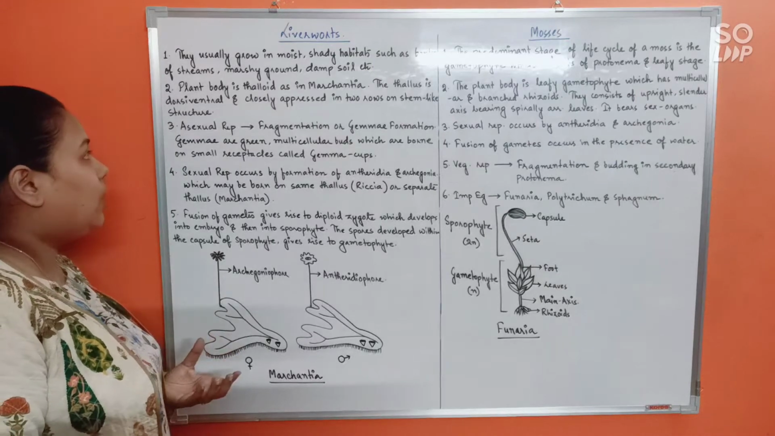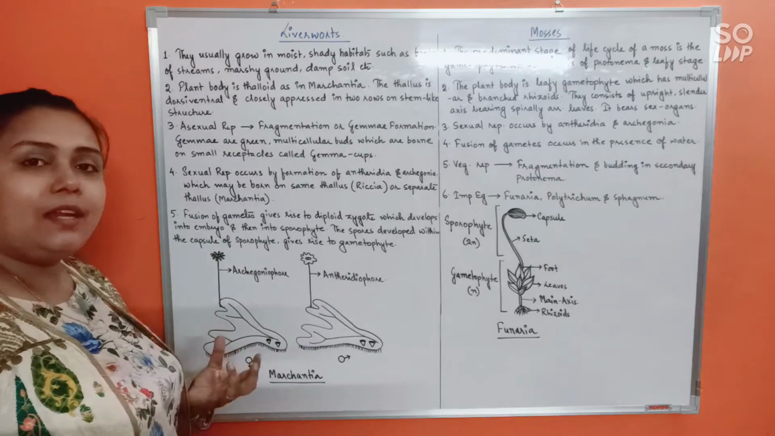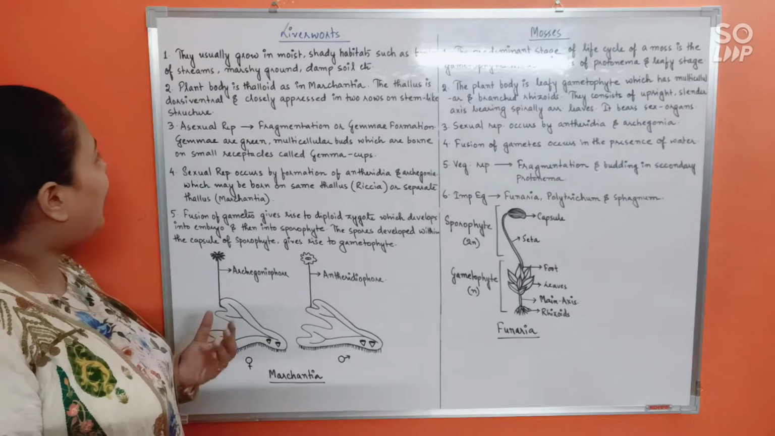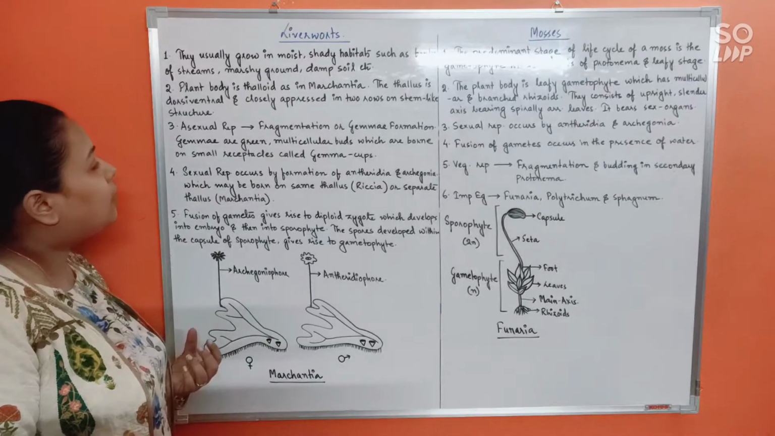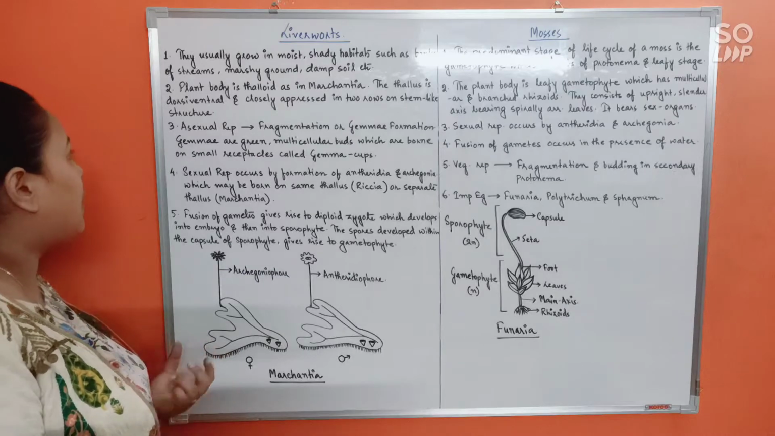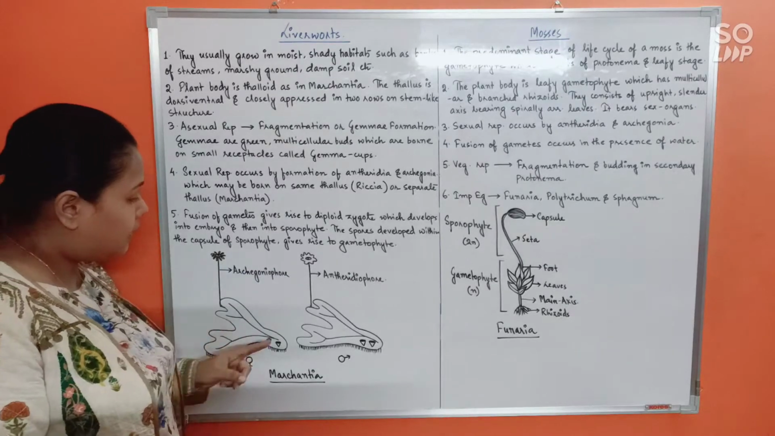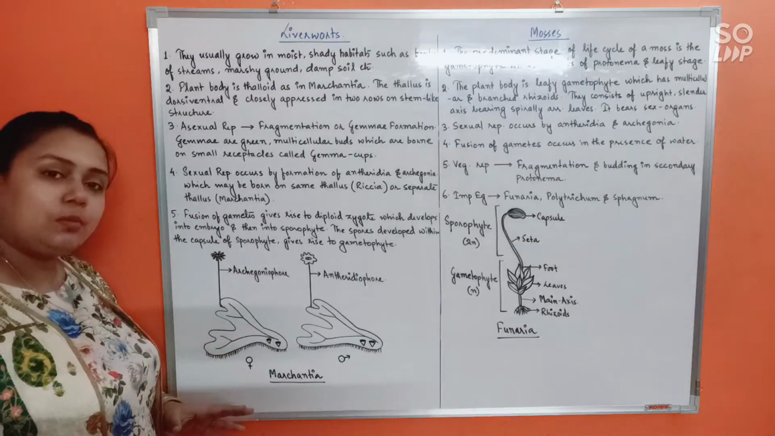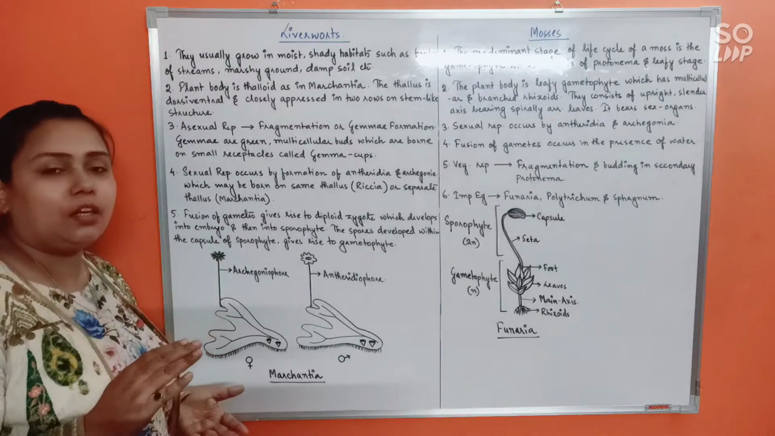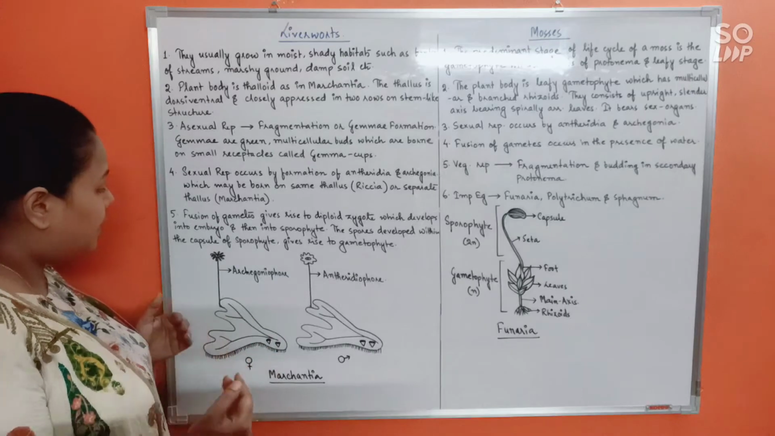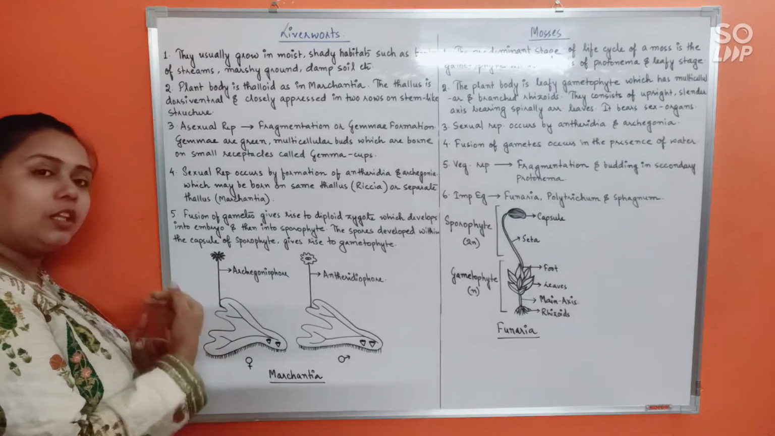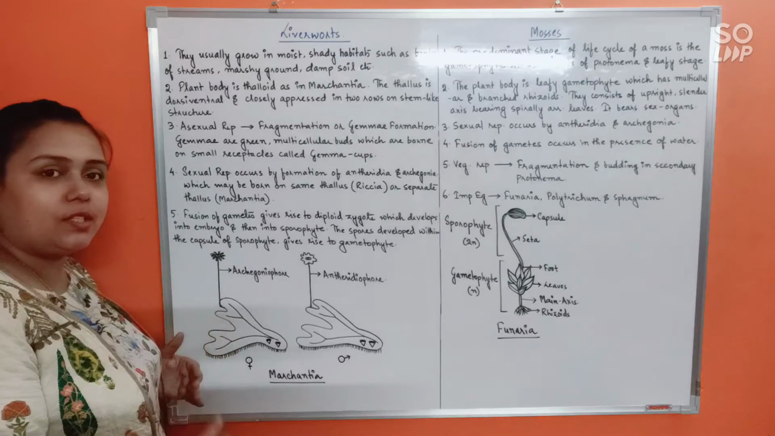Plant body is thalloid, as in Marchantia. Marchantia is the most ideal example under the liverworts. The thallus is dorsiventral and closely appressed in two rows on the stem-like structure. As you can see in the diagram here, the diagram is of Marchantia. The Marchantia is going to possess a complete dorsiventral thallus. That means distinct dorsal and ventral surfaces.